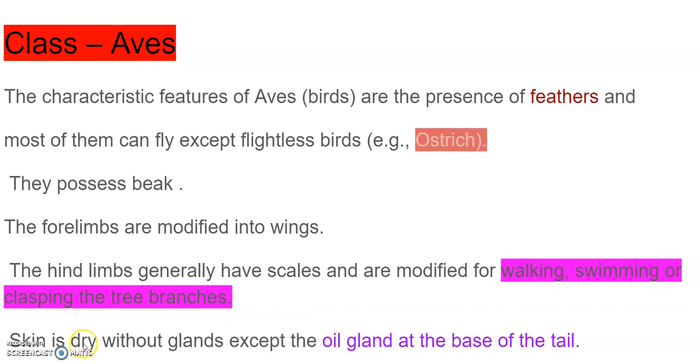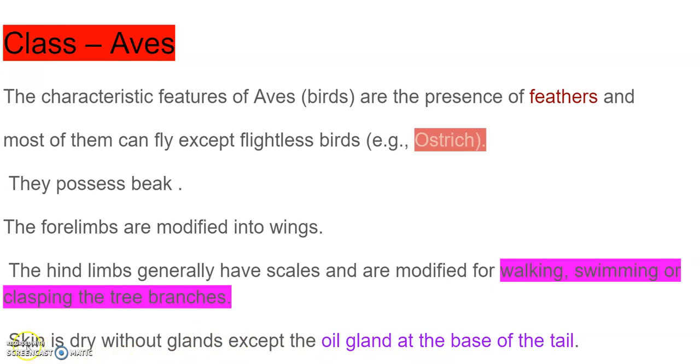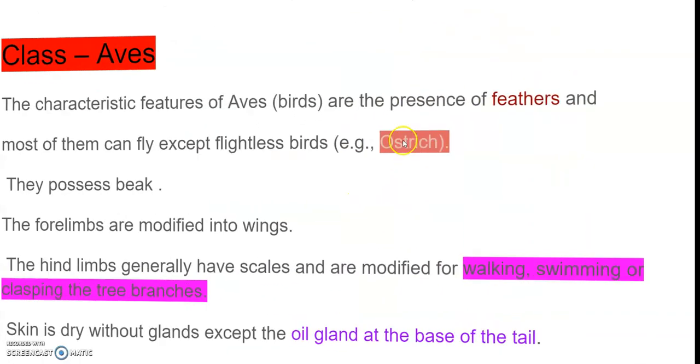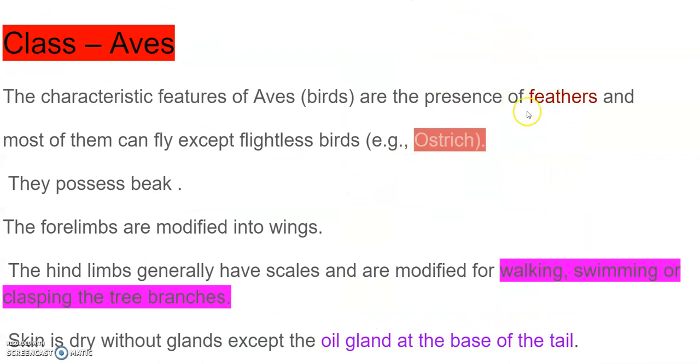How is the skin? The skin is dry without glands, except an oil gland present at the base of the tail. That is called the preen gland. This is the bird. You can see here the beak, head part, throat, chest, neck part, back part. The birds are covered by feathers, as you learned in the first point.